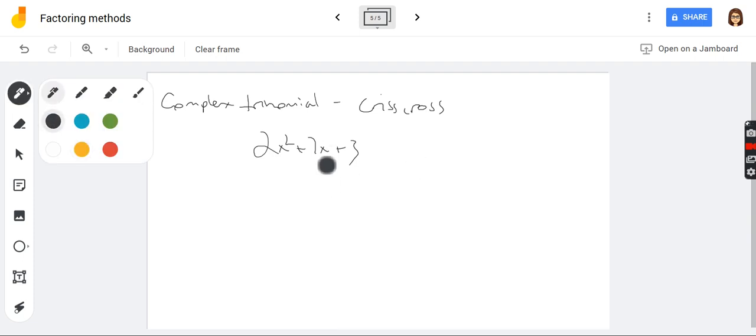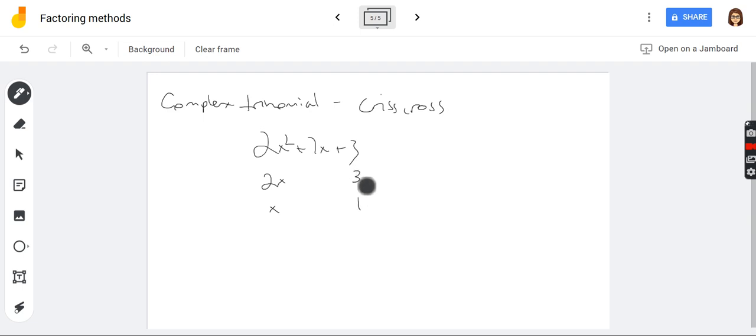The crisscross method is also a trial and error method. It goes like this. I'm going to take my 2x squared and see what goes into that. So 2x and x, and I'm going to write those two factors of 2x squared underneath. And 3 will be 3 and 1. Those are the factors of 3. Then I'm going to multiply crisscross diagonally and add the product.